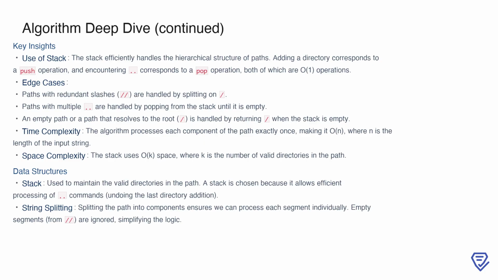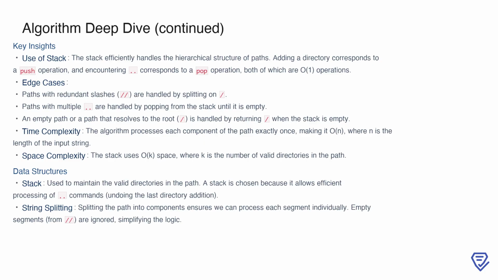Key edge cases are also addressed. Redundant slashes are handled during the splitting step, and multiple parent directory references (..) are managed by popping the stack until it's empty. If no valid directories remain, the result defaults to the root path /. The algorithm processes each component of the path exactly once, giving it a linear time complexity of O(n), where n is the length of the input string.